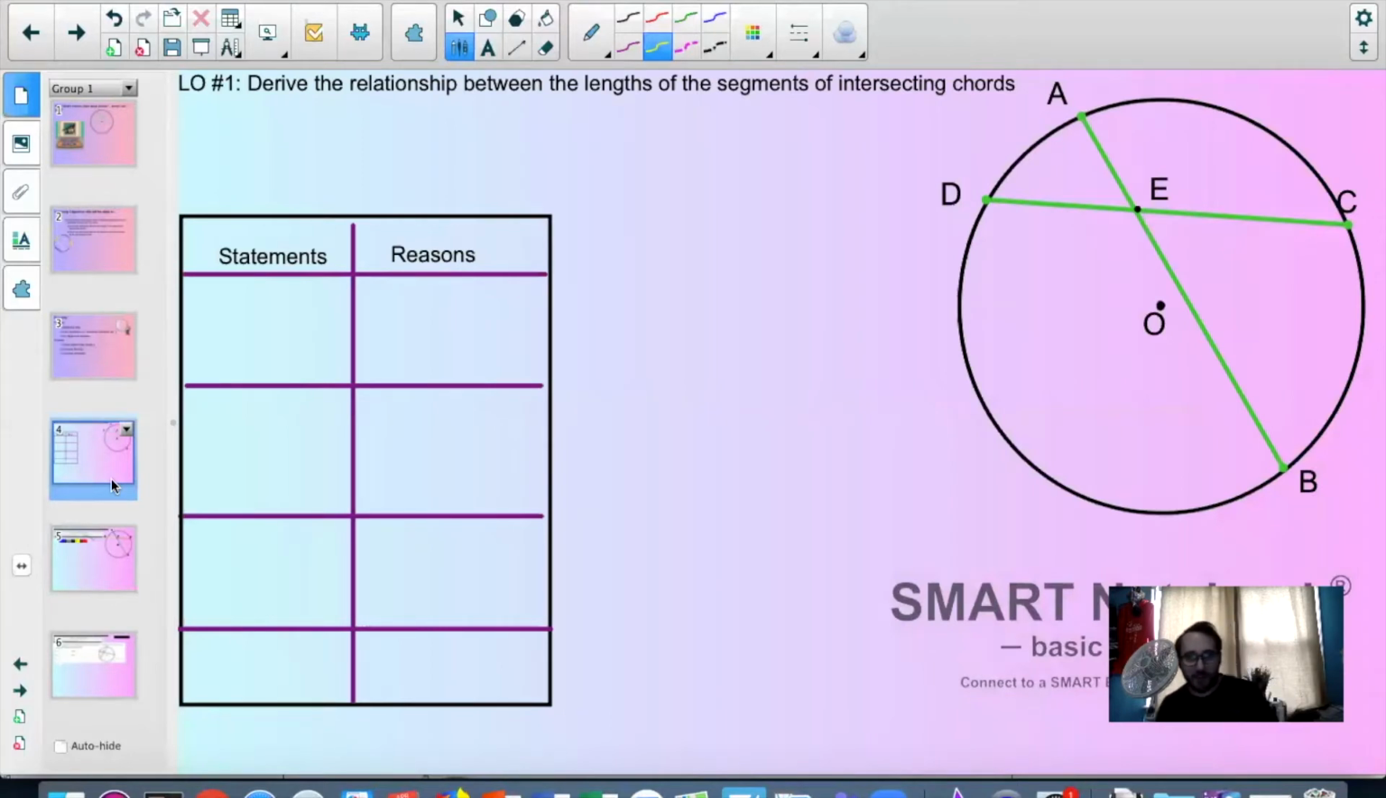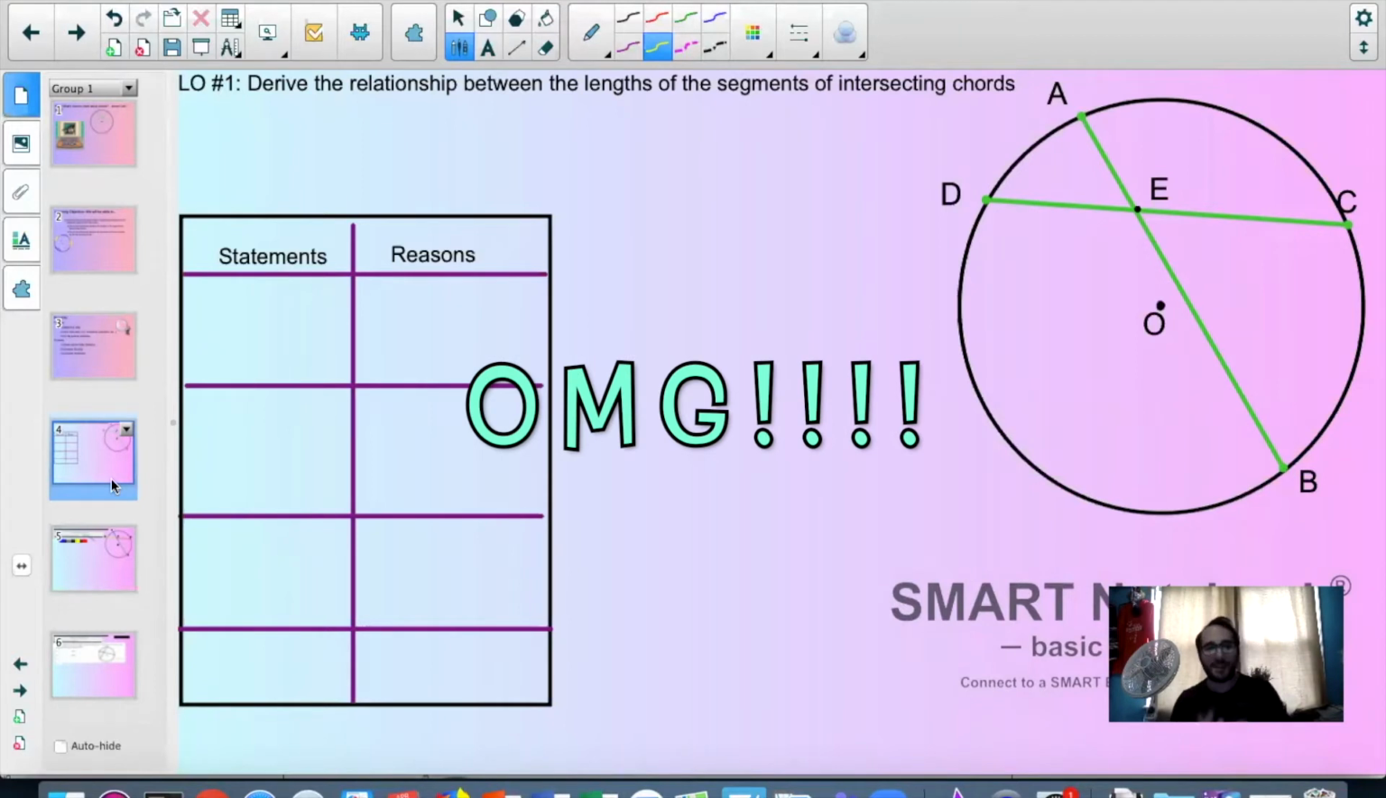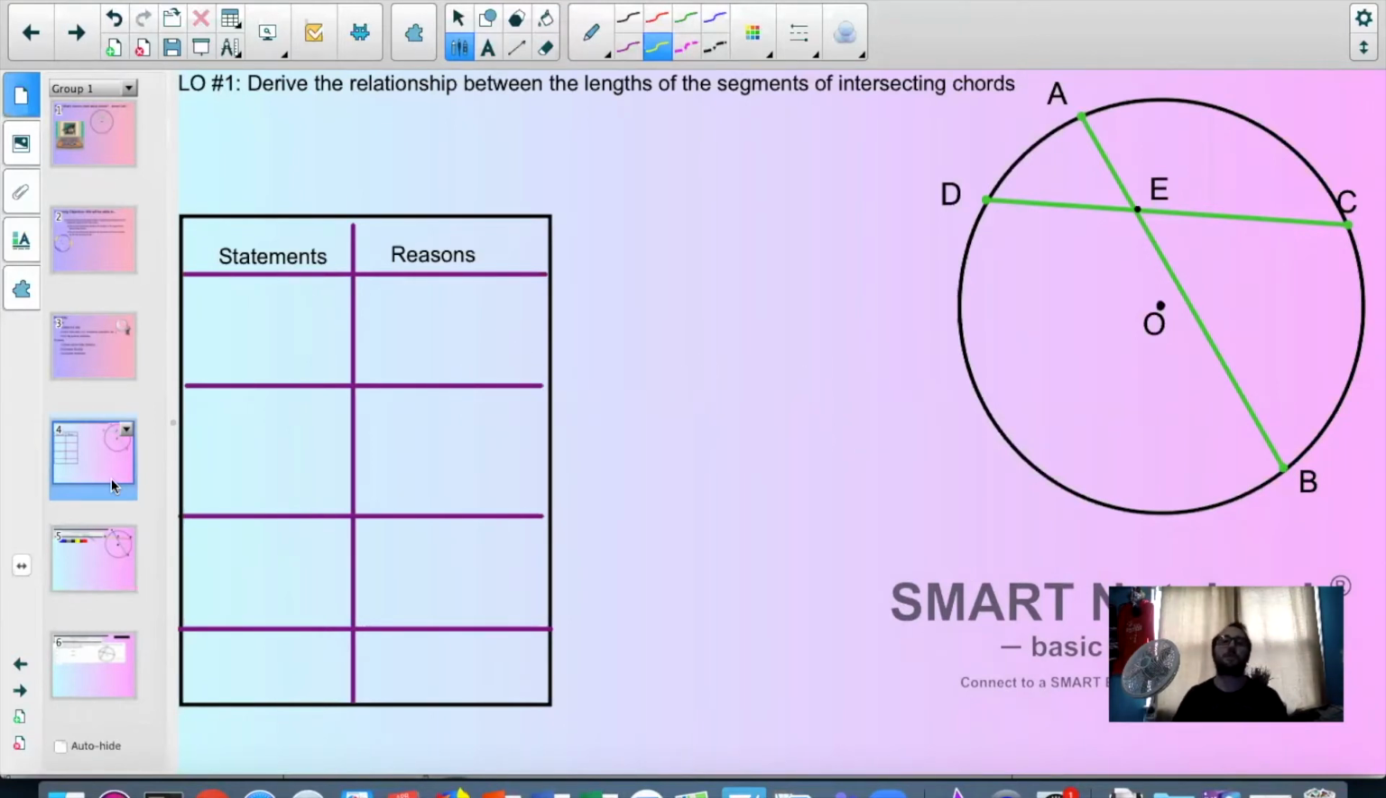The first thing that we're going to do, I know you see statements and reasons and you're probably like, OMG, what's going on? But before we get there, we want to derive a relationship that we see between the lengths of the segments of intersecting chords. So these are chords, right? The endpoints of these line segments are on the circumference of the circle. I want to see if there's a relationship between these little segments that I'm highlighting, so AE, CE, and so on and so forth.